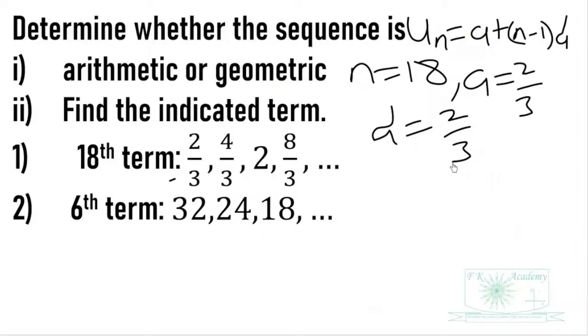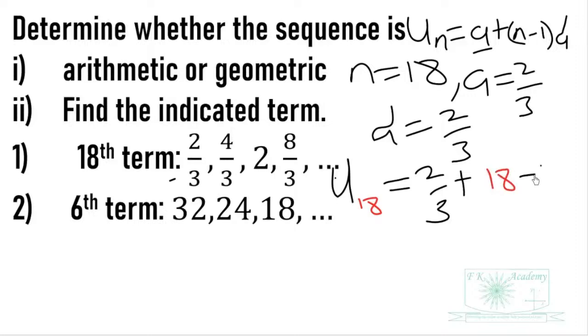So we can now calculate the 18th term. So the 18th term will be u subscript 18, which is equal to a, which is 2 over 3, plus 18 minus 1, times d, which is also 2 over 3.